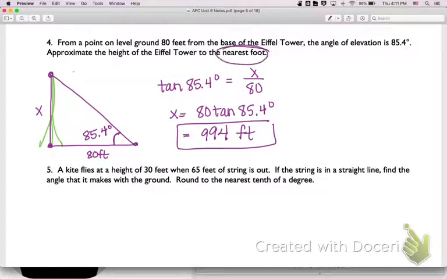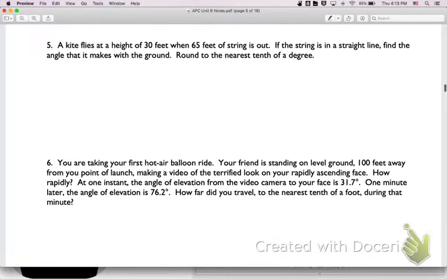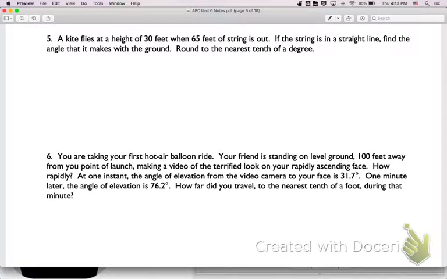Okay, again, this one said to the nearest foot, so the answer is 994 feet. We looked that up one year, and that's pretty darn close to what the actual height is, okay? Now, number 5 is a little bit different because here we're trying to find a missing angle. Number 5 says a kite flies at a height of 30 feet when 65 feet of string is let out. If the string is in a straight line, find the angle that it makes with the ground.